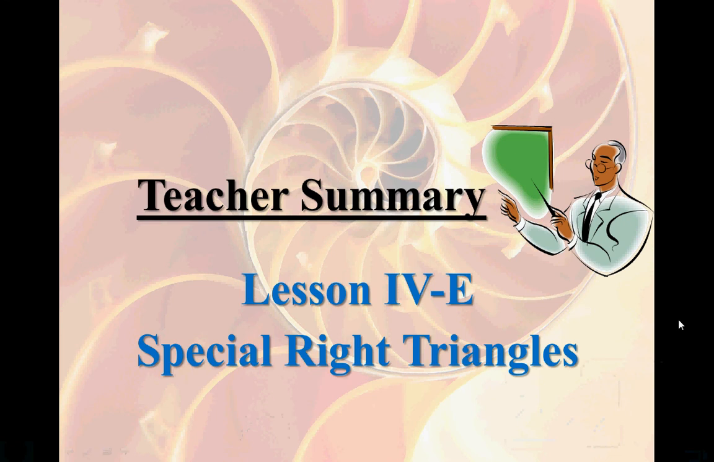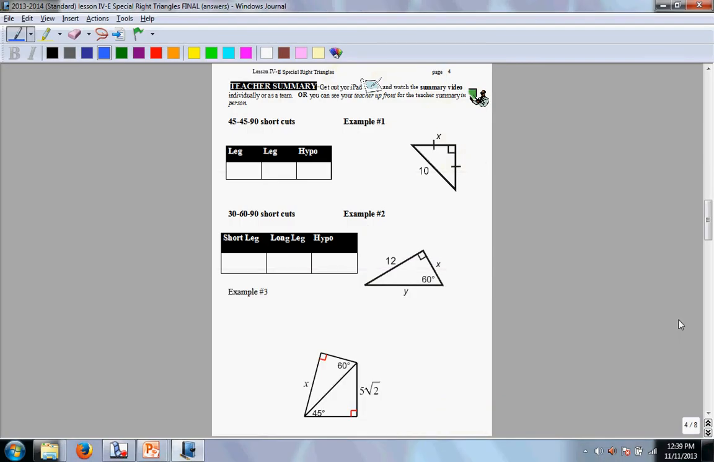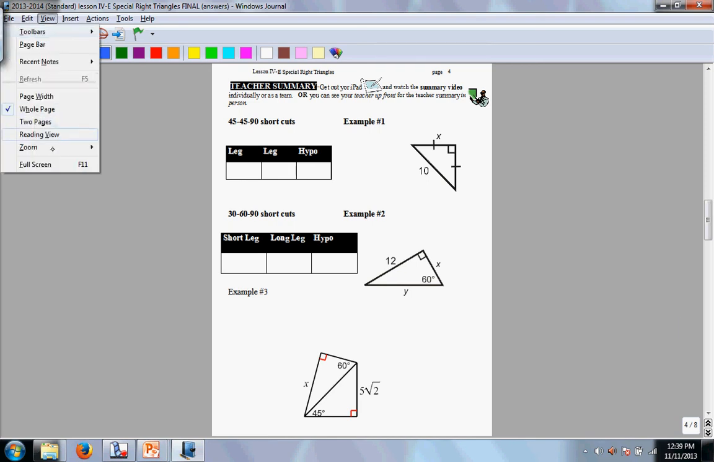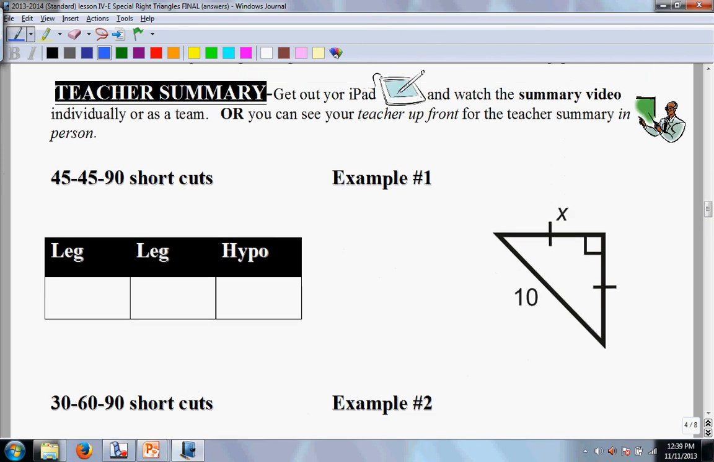This is the teacher summary for Unit 4, Lesson E, Special Right Triangles. You should have discovered certain patterns inside 45, 45, 90 and 30, 60, 90 right triangles. These are the patterns you should have noticed.